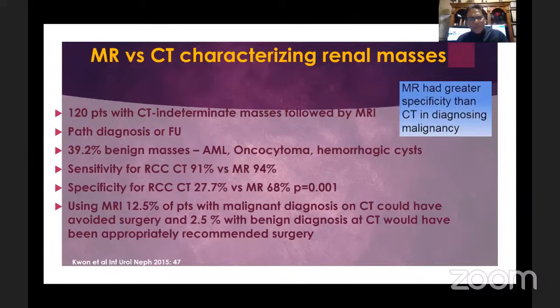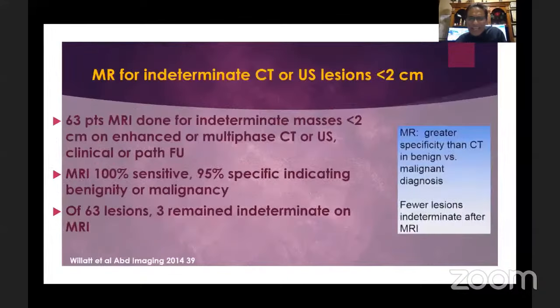Specificity for CT was only 28%. Remember, these are indeterminate lesions, whereas with MR, it was 68%. So using MRI in approximately 12.5% of patients with malignant diagnosis on CT could have avoided surgery, whereas 2.5% of benign diagnosis on CT would have been appropriately recommended surgery, which was not done with CT scan.